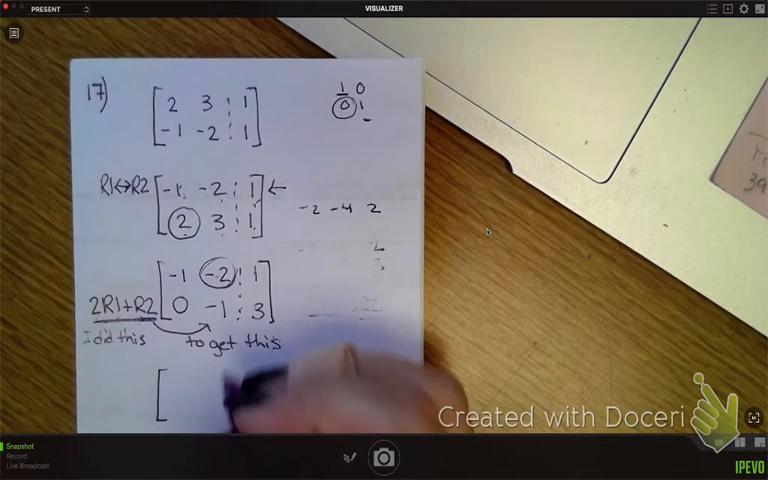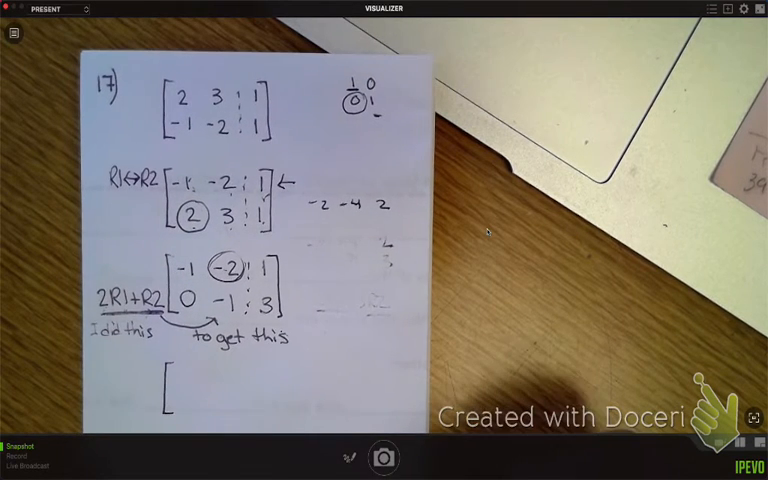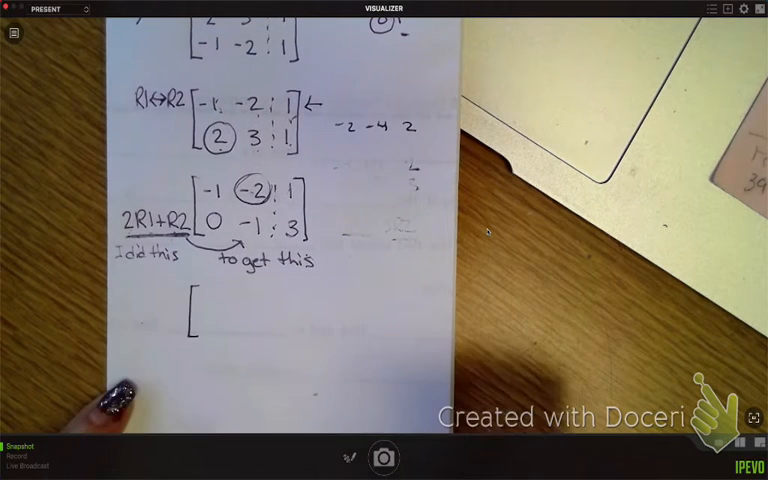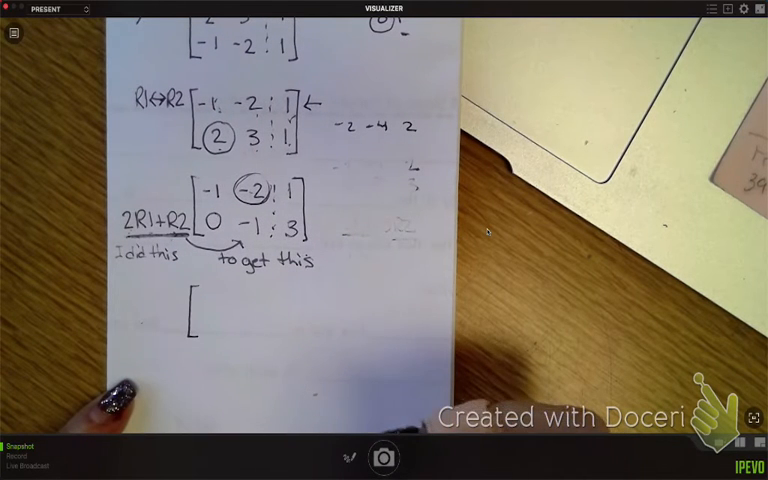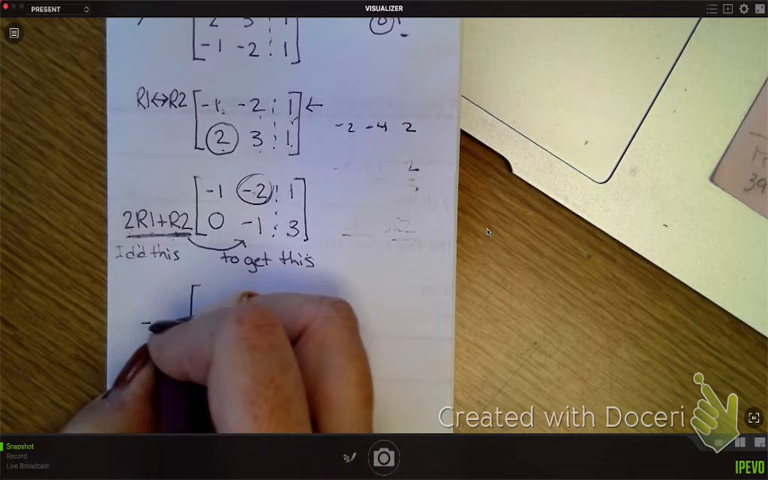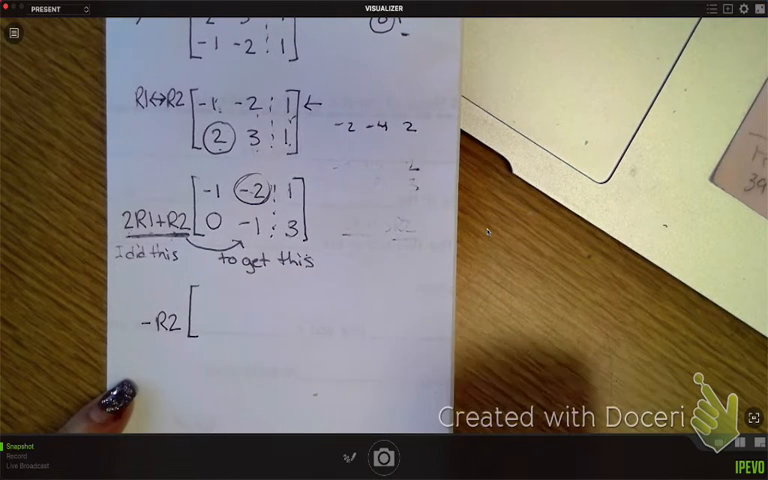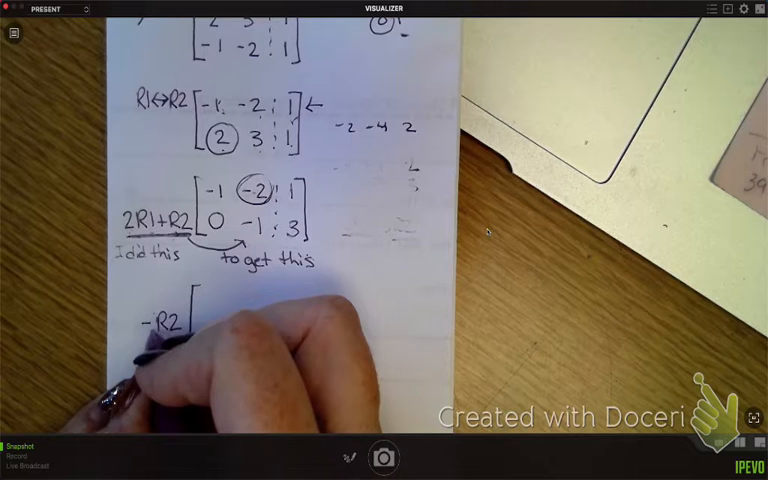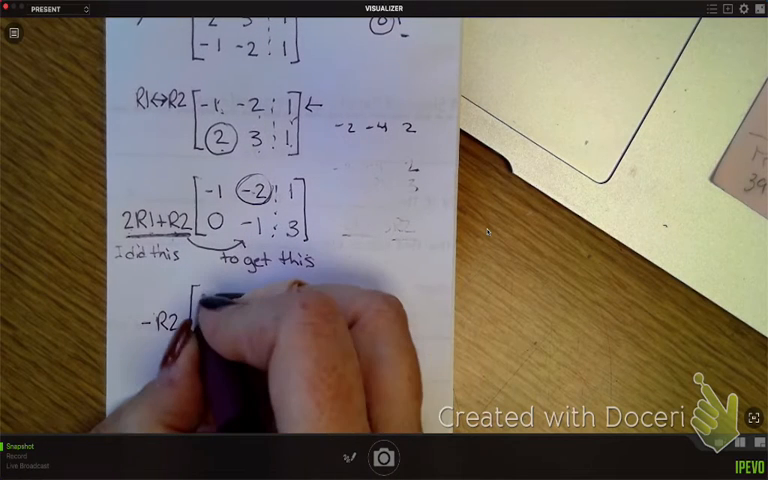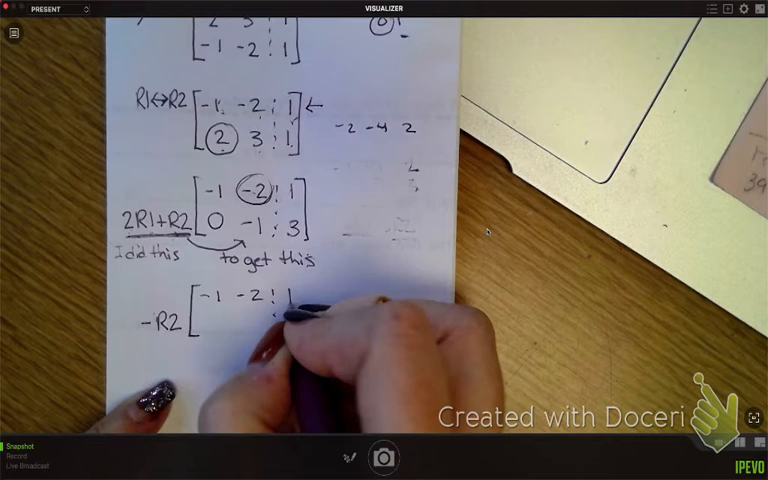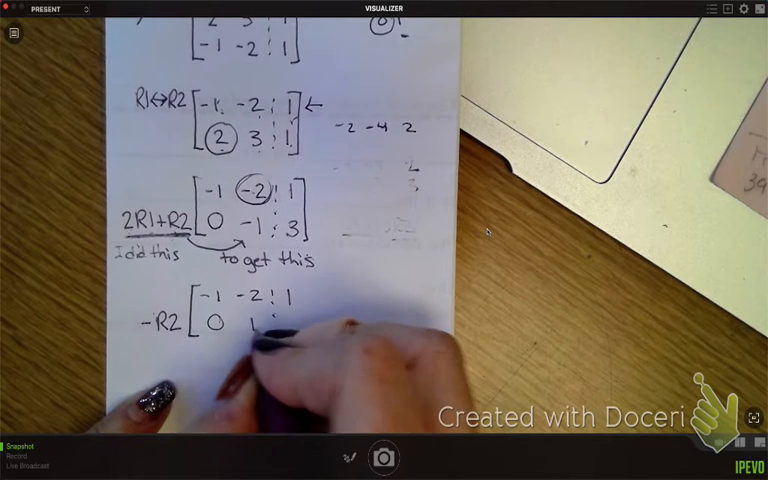So how are we going to make row 2 positive? You have to have a negative. Times by 1/2. No, times by -1, or it'll mess up our negative. Just negative R2, right? What's in front of there that I didn't write? A 1. So did row 1 change? Nope. So I get 0, 1, -3, right?